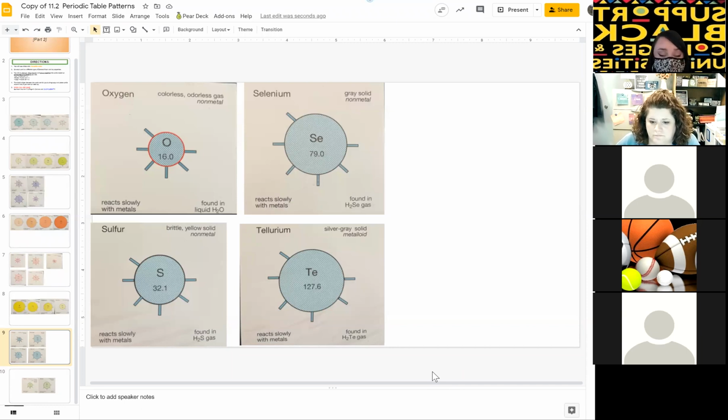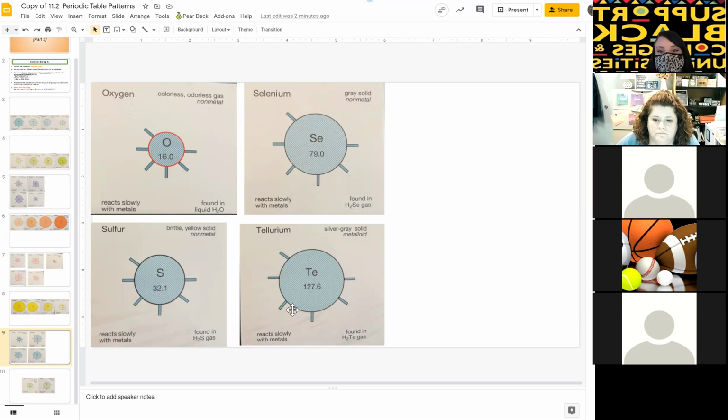I noticed that they're all found in gases like H2O, H2Se, H2Te. Good. So they all form things that are gases or liquid. And they all react slowly with metals. React slowly with metals. Good. What about the sticks they have? How many sticks do they all have? Oh yeah, let's see. They all have 6 sticks.